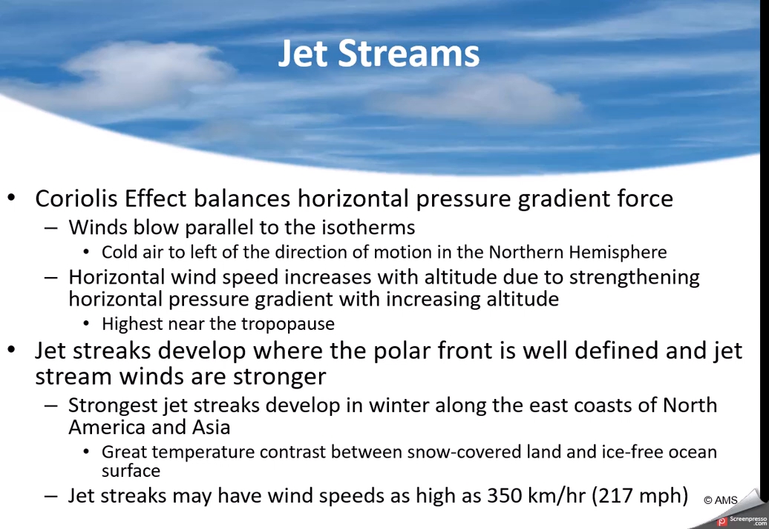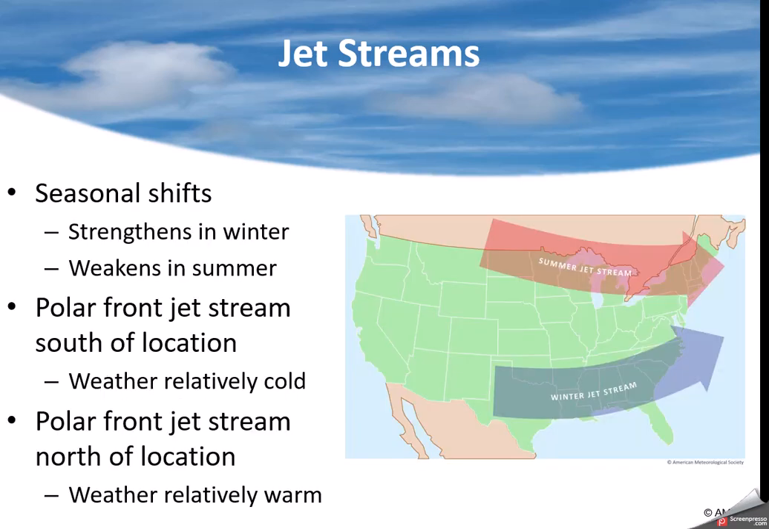Around the poles is where the jet streaks develop. And they shift. In the summertime, the main jet stream is further north. In the wintertime, the main jet stream is further south.